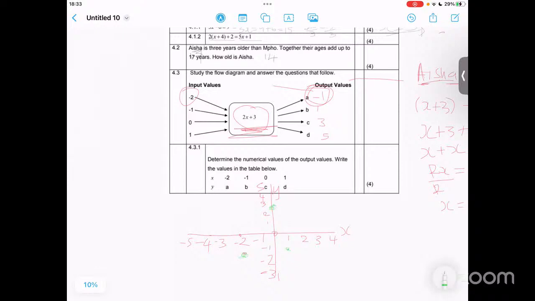And what are we going to have when we have an input of 1 and output of 5? Ma'am, we're going to have 1 on the x-axis, ma'am, on the right side, and 5 at the top on the y-axis, ma'am. Yes.